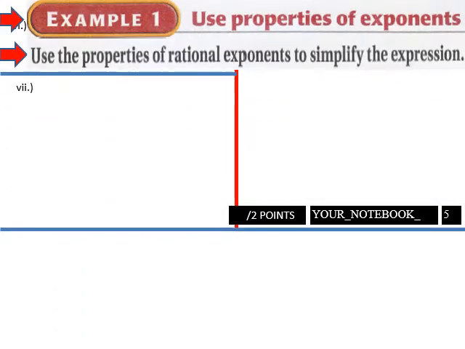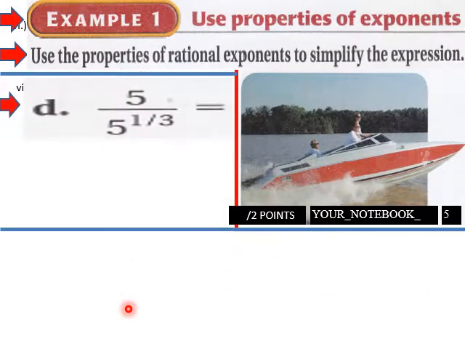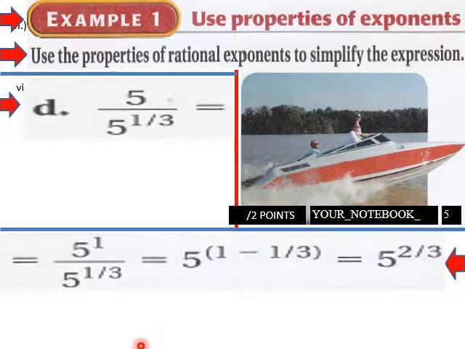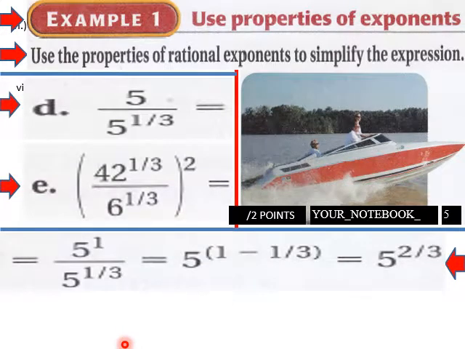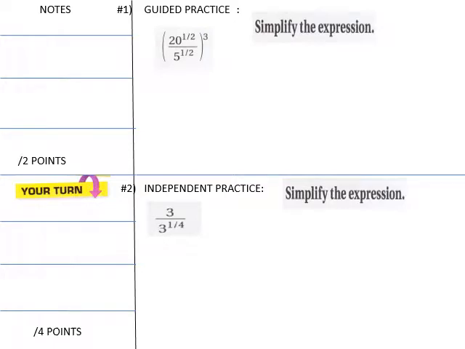Okay, so use properties of rational exponents to simplify this expression here. 5 over 5 to the 1/3 power. And we use our quotient property of exponents to get 5 to the 2/3 power here. Then power of a power property here, multiply these by 2, and we end up with 7 to the 2/3 power.